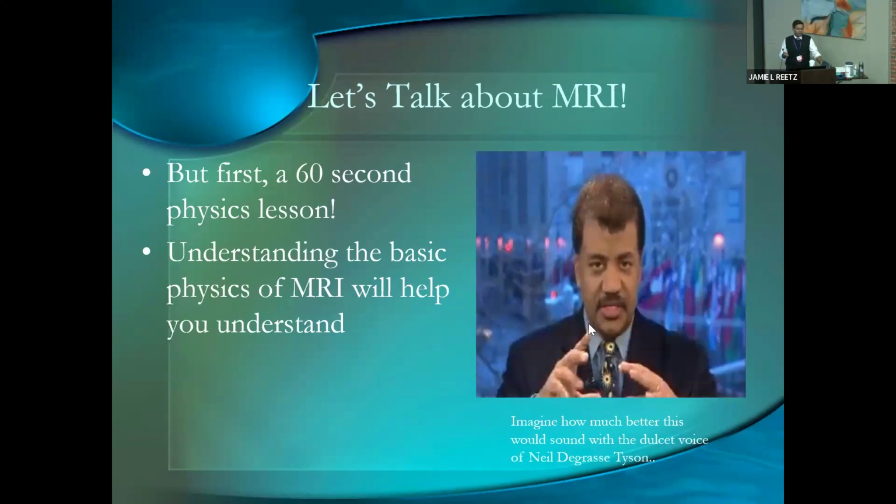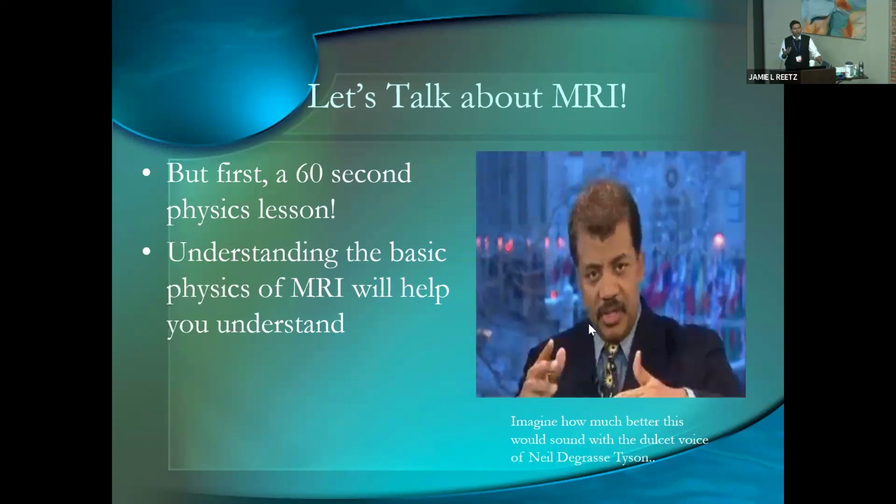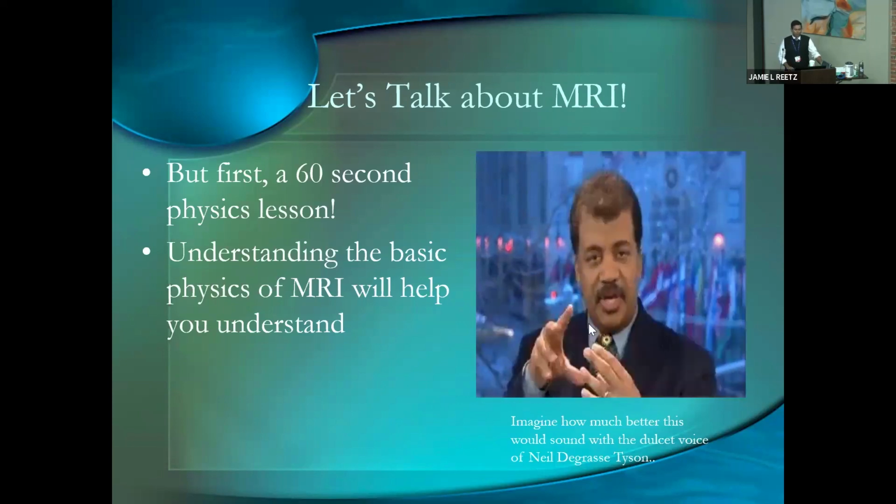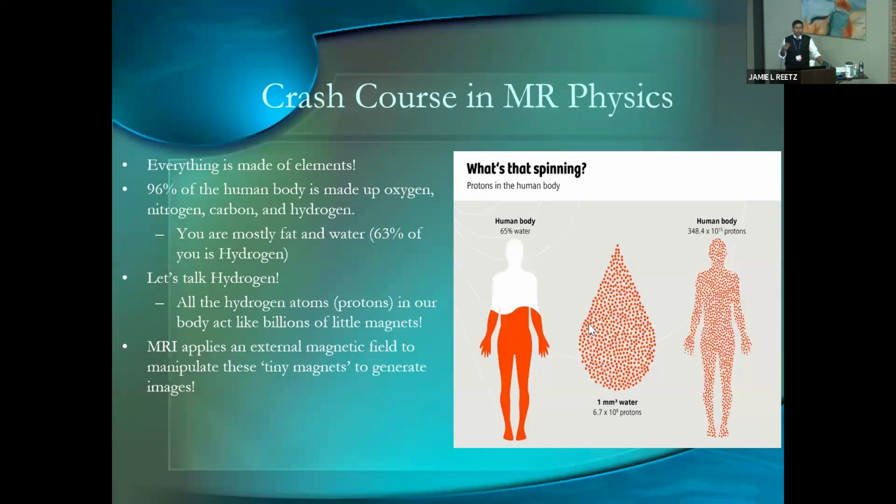I will not go into a lot of this, but understanding the basics of MRI will really help you conceptualize what an MRI is, why we order it, and how it works. Really, everything is made of elements. 96% of the human body is made of four basic elements: oxygen, nitrogen, carbon, and hydrogen.